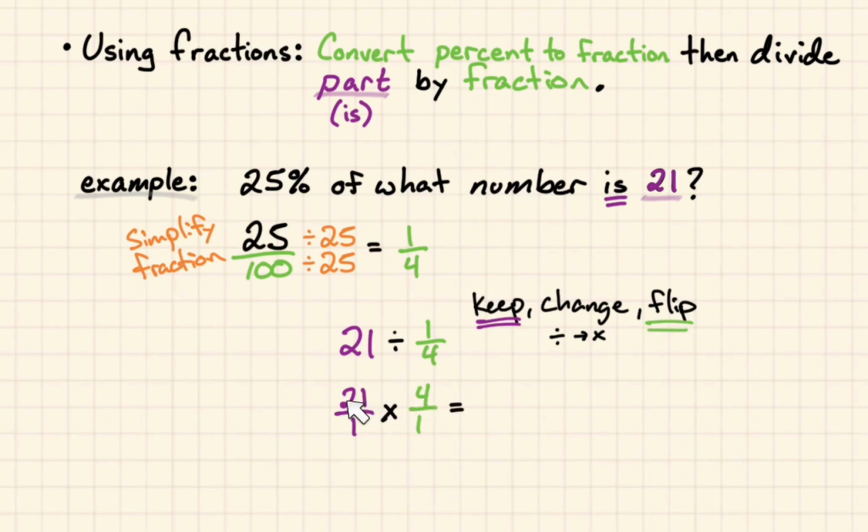And now I can multiply straight across. So 21 times 4 is 84. I get 84, and then 1 times 1 is 1. And 84 divided by 1 is just 84. So 25% of 84 is 21.